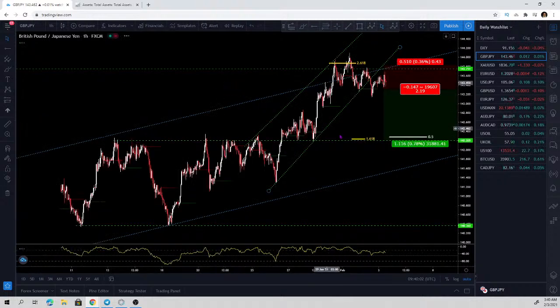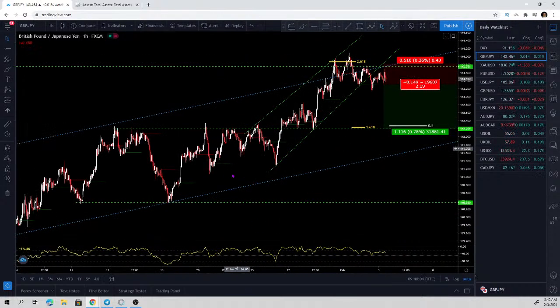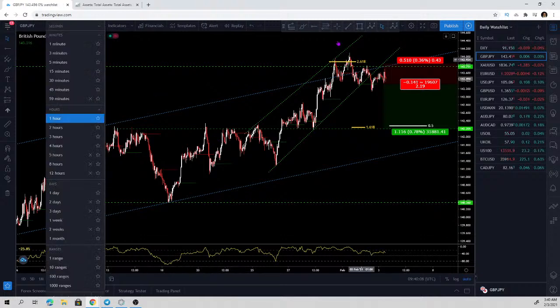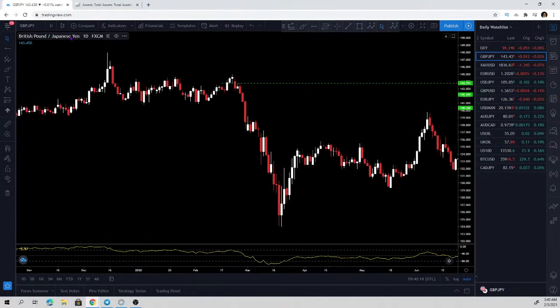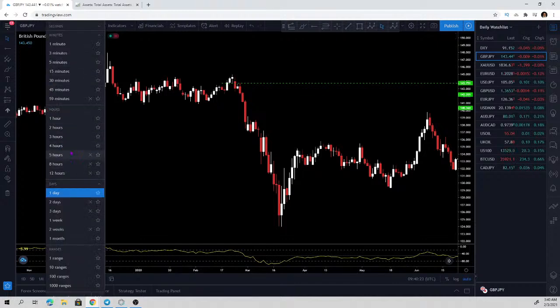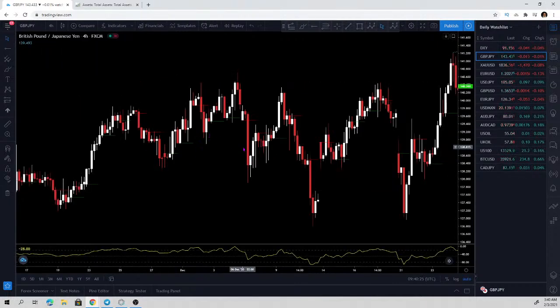Now, the reason that I'm looking for shorts on the pound versus the yen is because of this big level, the 143.80 to 144 level is just massive, right? Have a look at this. This is a daily chart. I mean, you can't appreciate it on the daily. Why don't we go to a 4 hour again?